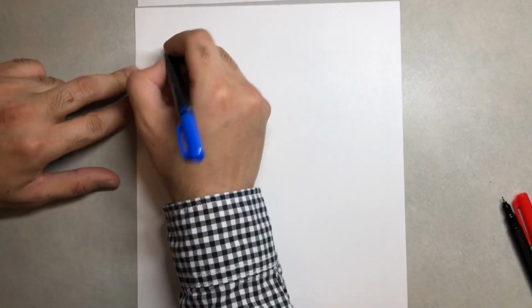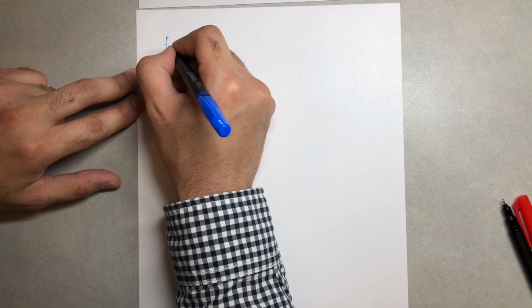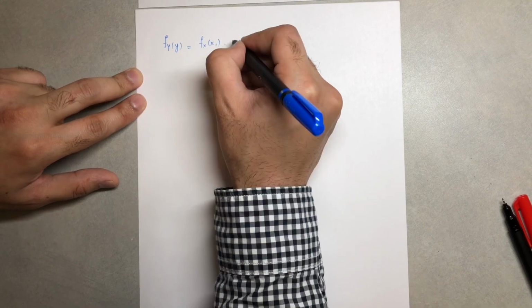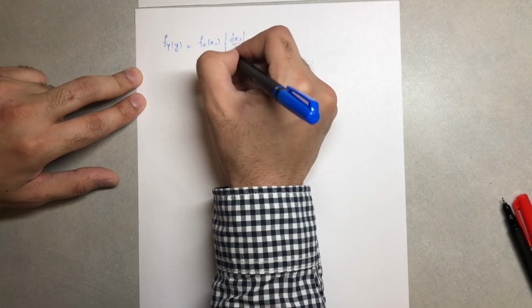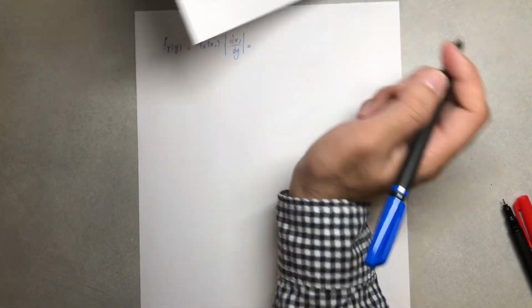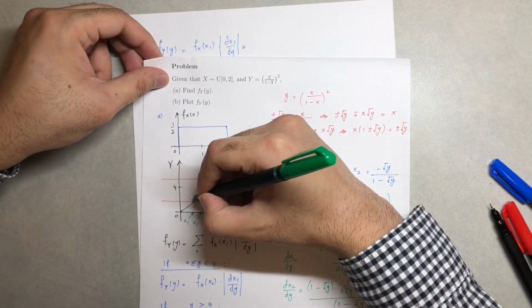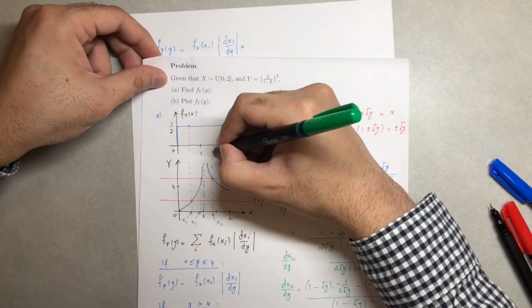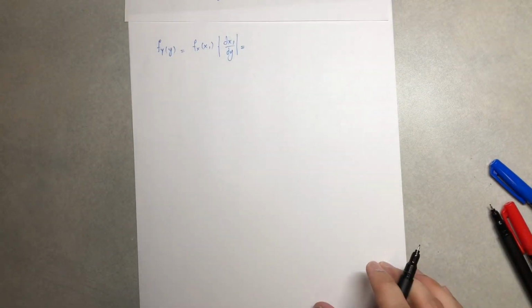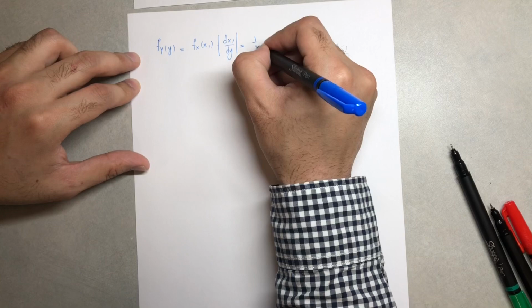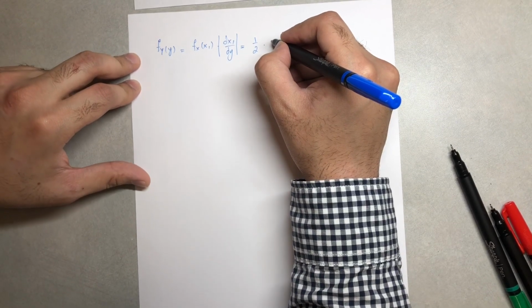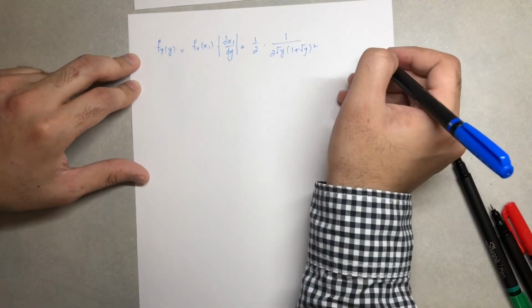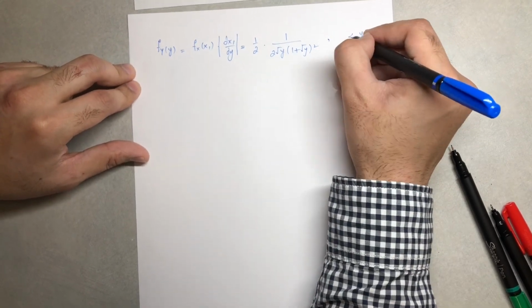So as it turns out, fy of y will be fx of x1 times the absolute value of dx1 over dy. And we know fx of x1, from here, just extend these lines upwards, we reach here to get 1/2. Fx of x2, again, will also be 1/2. So this turns out to be 1/2 times dx1 over dy, which was 1 over 2 square root of y, 1 plus square root of y whole squared, for y between 0 and 4.